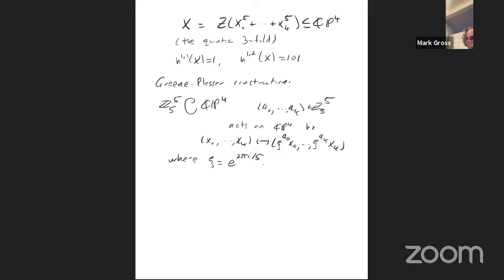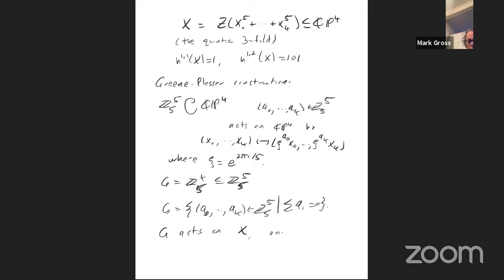And inside here, we have a subgroup. Let's call it G, Z5 to the 4th sitting inside Z5 to the 5th, via G equal to the set of all tuples a0 through a4 in Z5 to the 5th such that the summation of the a_i is equal to 0. So G also acts on CP4. And it's also obvious that G acts on X. In fact, so did this larger group, but we just care that G acts on X.